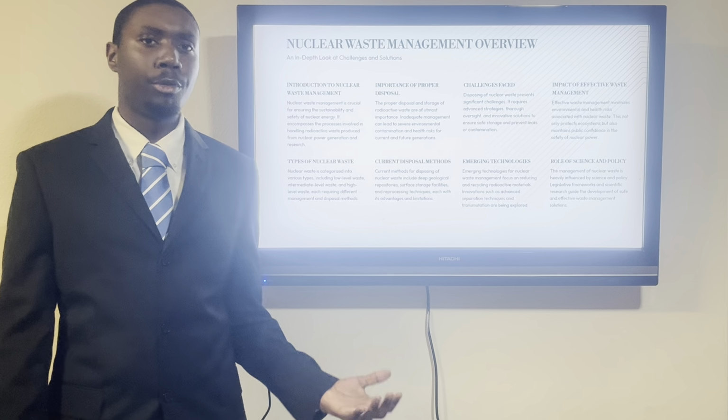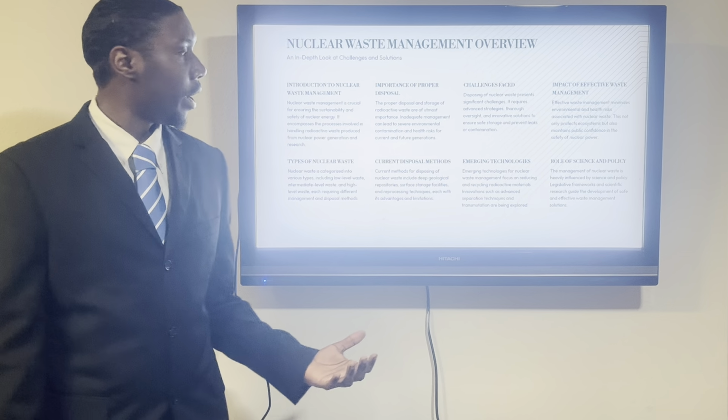So, here's an overview of nuclear waste management. It involves handling radioactive waste generated from power production and research. As you can see, proper disposal prevents environmental contamination and protects public health. Failure to manage nuclear waste effectively can have long-term consequences for future generations.